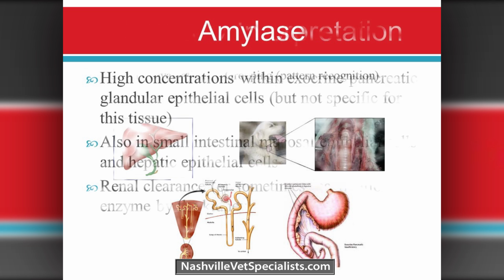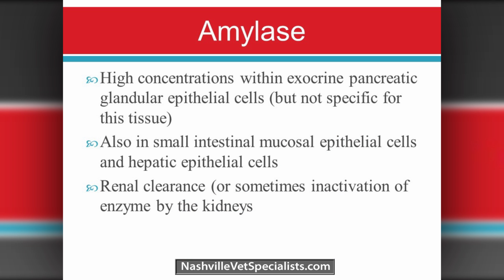Amylase, I know that's still on a lot of blood work that people send out. I feel like it's phasing out a little bit more because we have so many issues with amylase. It's important that it is in a high concentration within the exocrine pancreatic glandular epithelial cells, but really it is not specific for this tissue. Small intestine mucosal epithelial cells have this, and the hepatic epithelial cells have this too. And of course, it has to be cleared by the kidneys. So if you have liver disease, diarrhea, literally your amylase will be elevated. It has nothing to do with the pancreas.